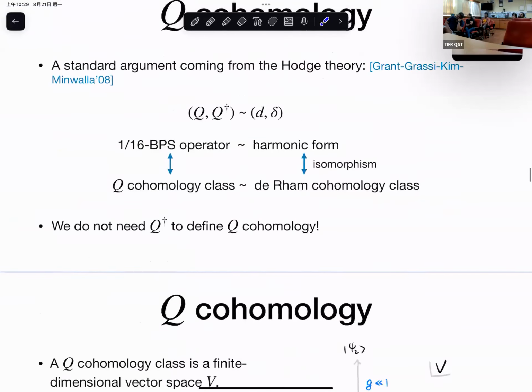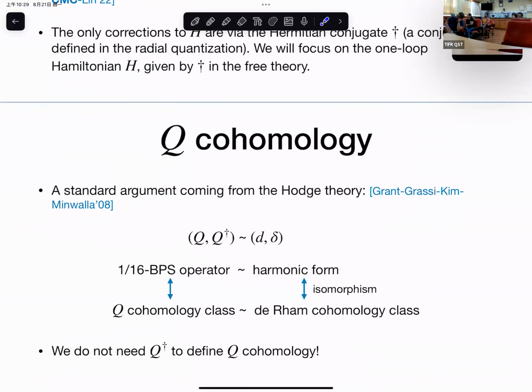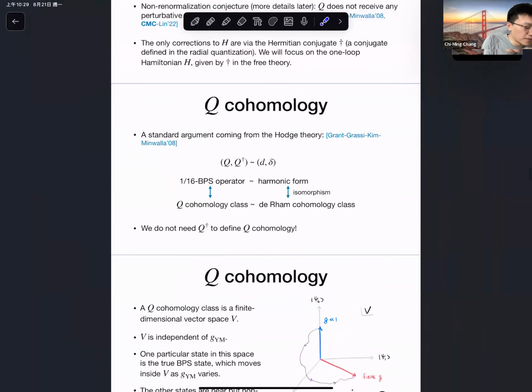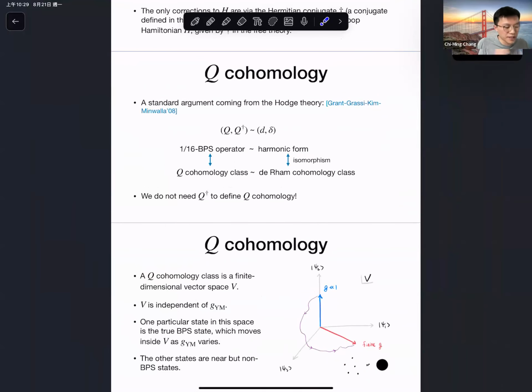Okay. Will this depend on g Yang-Mills? The Q cohomology might still seem to depend on g Yang-Mills because Q dagger depends on g Yang-Mills. My next slides will exactly explain this point. So, what are the things that depend on g Yang-Mills and what are not? First, by this argument, the Q cohomology only depends on Q, so it does not depend on g Yang-Mills. The Q cohomology classes form a finite dimensional Hilbert space V, and this space V is independent of g Yang-Mills.